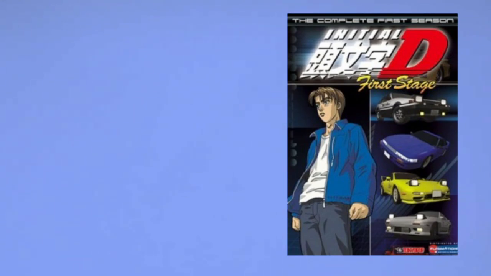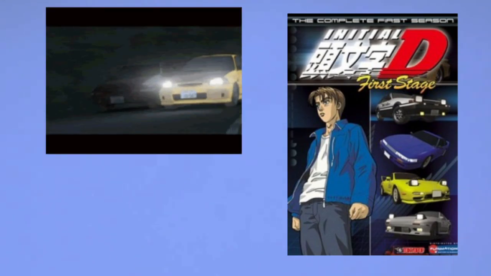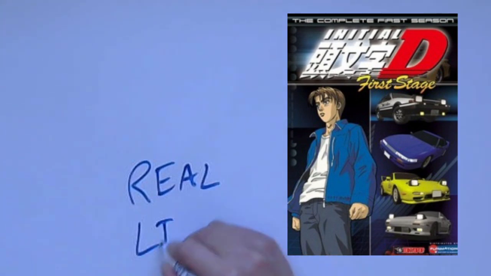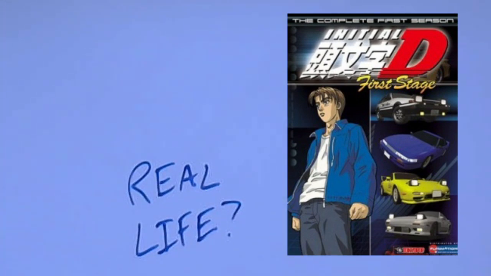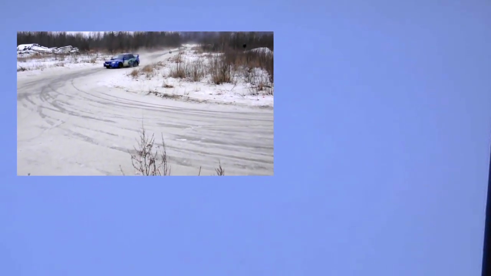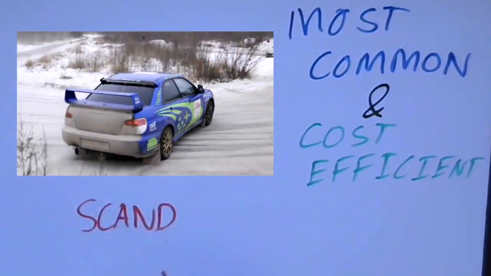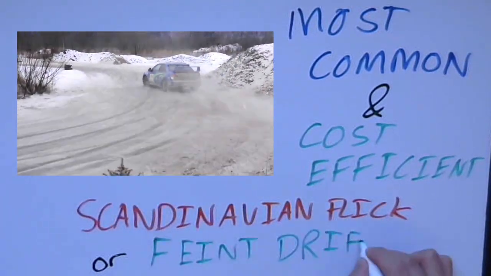Although this is an animated series in which anything is possible, and I mean anything, can a person do the same exact thing that the person Takumi did in real life physics? Believe it or not, only is this possible, but inertia drifting is one of the most common and cost-efficient ways to drift through a corner. This is also called the Scandinavian flick, or feint drift.